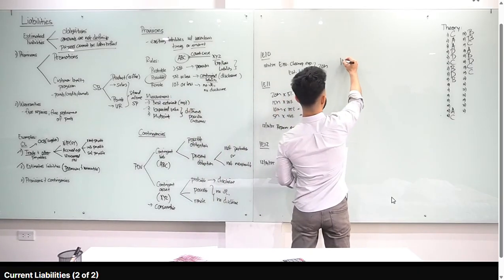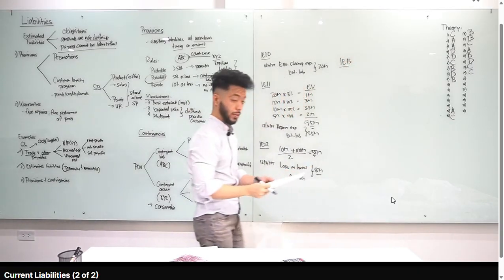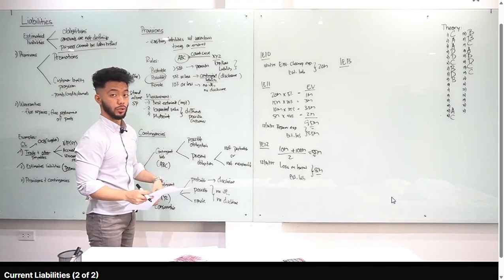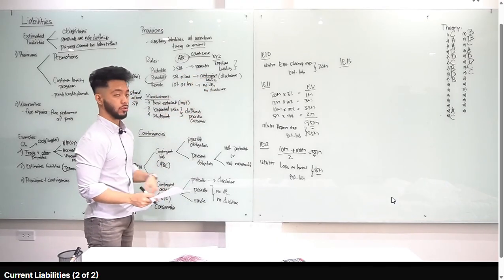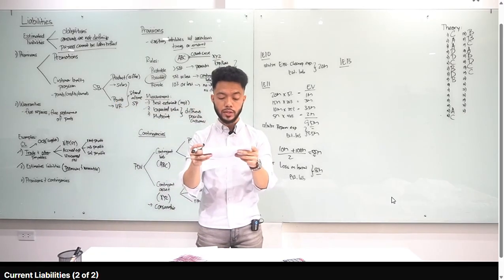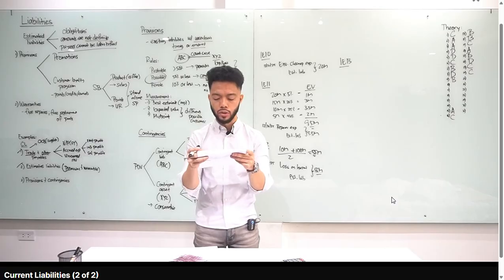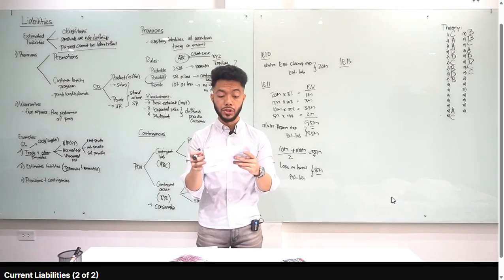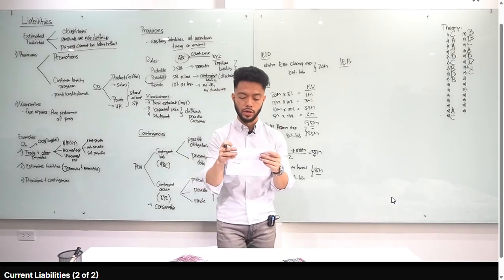Let's go to illustrative example number 13. Tignan natin class kung ano yung treatment. Provision, mag-record ba tayo ng entry or magdi-disclose tayo? Or walang entry at walang disclosure. Requirement: indicate how the entity would disclose or account for the 4 lawsuits under the PFRS in the financial statements. Mr. Accounting Company provided the following facts regarding pending litigation.